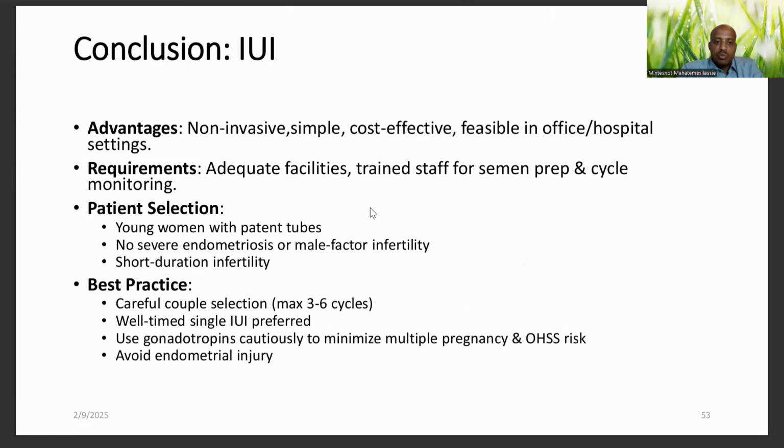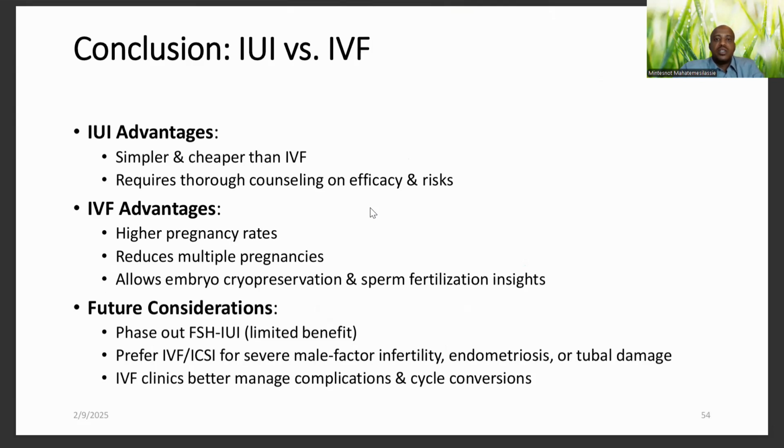avoid use of gonadotropin. During the procedure of IUI, you have to be gentle, you have to avoid touching the fundus, or avoid endometrial injury. And the advantage over IVF is that IUI is simpler and cheaper. Before you start any IUI, you have to counsel about the efficacy and the risk. IVF gives you a high pregnancy rate, it reduces the risk of multiple pregnancies. It allows embryo cryopreservation. In the future, we have to phase out the use of gonadotropin.